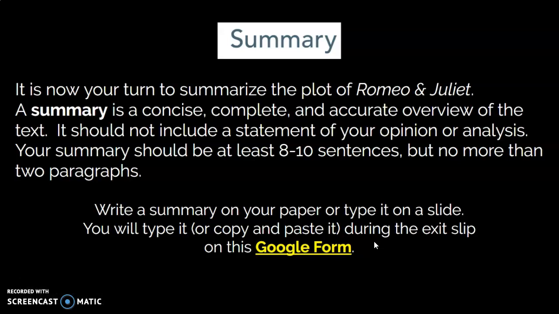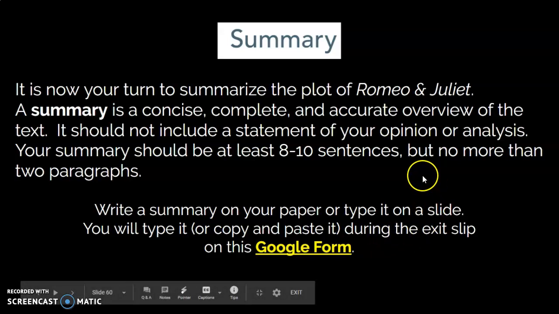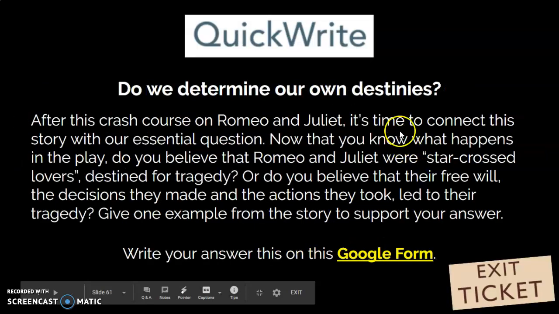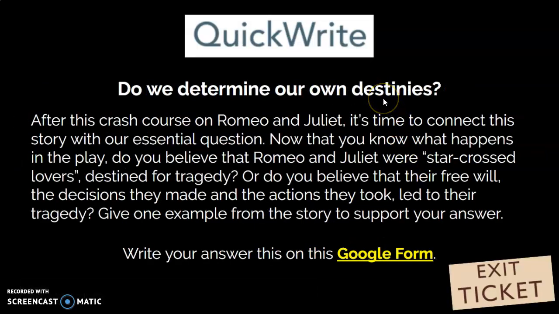Now, let me review the exit ticket as well, because after you finish this summary, you'll notice we have a quick write exit ticket as well, because I want to connect the idea of the story of Romeo and Juliet to our essential question. So the final 2 activities are writing your own summary of the play Romeo and Juliet, and then after this crash course of Romeo and Juliet, please connect the story details with our essential question.